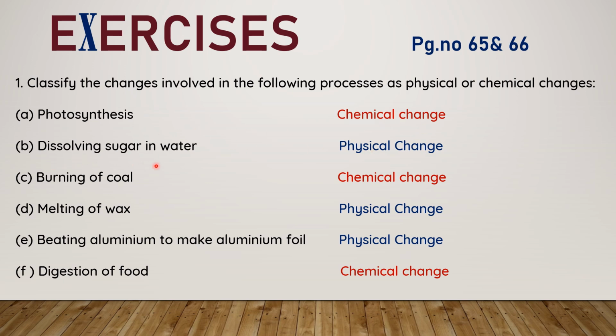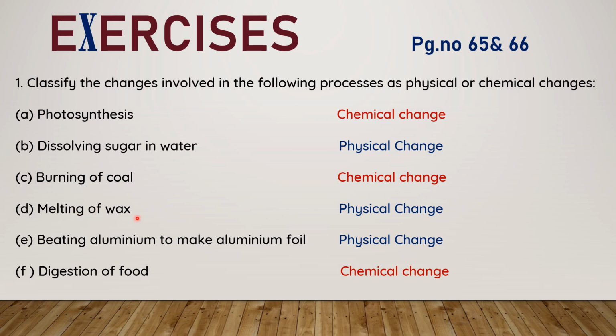Second one, dissolving sugar in water. That change is a physical change because using the method of evaporation, we will get back the sugar from the water. When we boil that sugar solution, we will get back sugar. So that is a physical change and no new substance is formed. Then next one, burning of coal. You studied that all burning processes are chemical changes because a new substance or new product is formed through burning. So burning of coal is a chemical change.